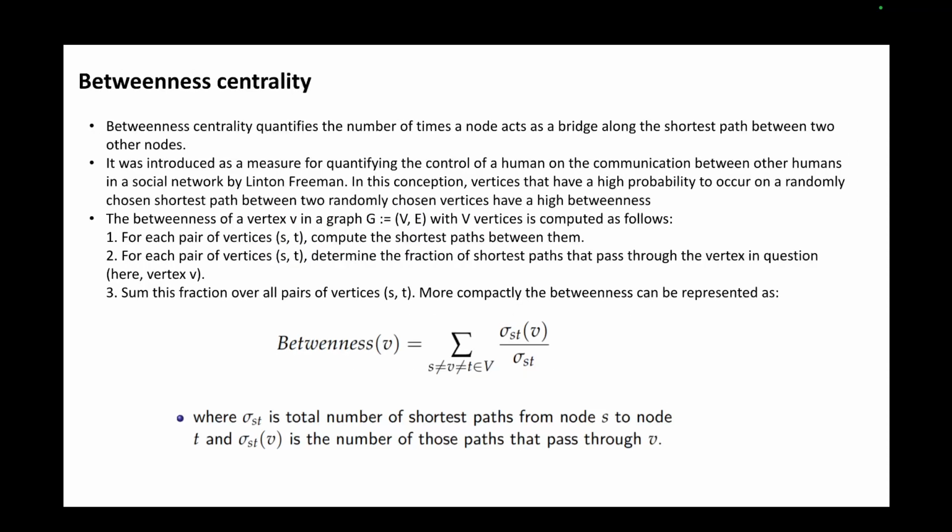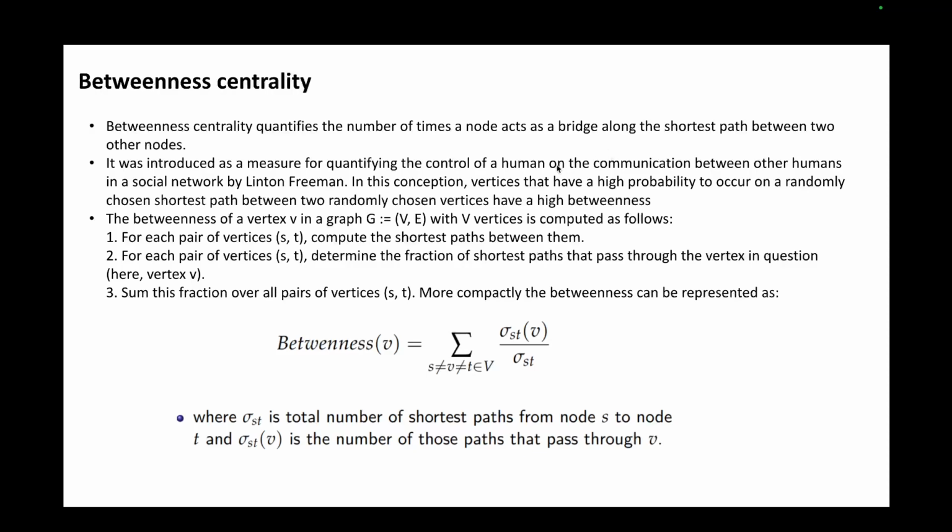Next is the betweenness centrality. The betweenness centrality of a node is defined as how many times it lies between the shortest paths of two other nodes. It quantifies the number of times a node acts as a bridge along the shortest path between two other nodes. So you find shortest paths between pairs of nodes, and how many of those shortest paths pass through a particular node is the betweenness centrality of that node. It is a measure used for quantifying the control of a human over the communication between other humans in a social network.